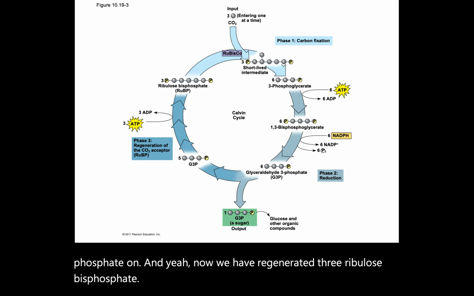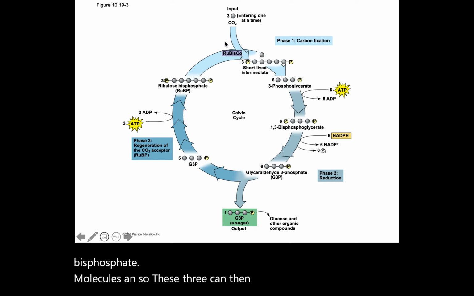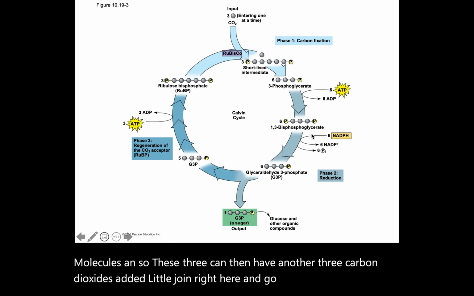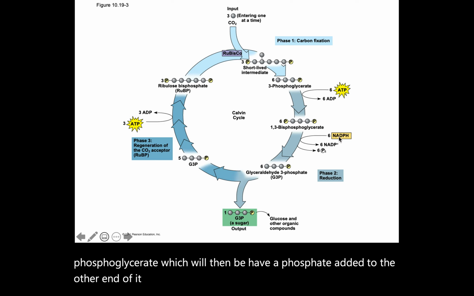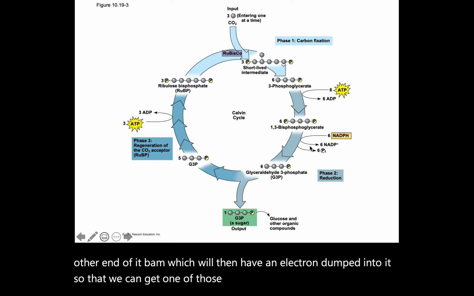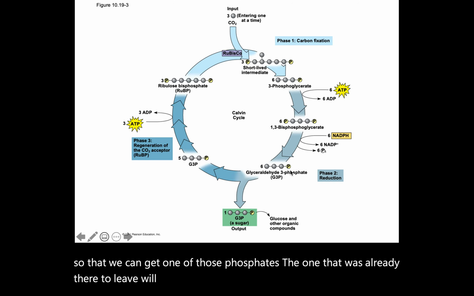And so these 3 can then have another 3 carbon dioxides added. They'll join right here and go around to 3-phosphoglycerate, which will then have a phosphate added to the other end of it, bam, which will then have an electron dumped into it so that we can get one of those phosphates, the one that was already there, to leave. We'll flip the molecule around backwards, and we're going to call that glyceraldehyde 3-phosphate.